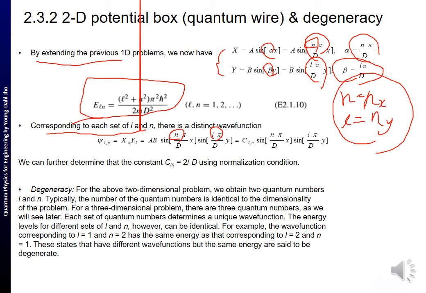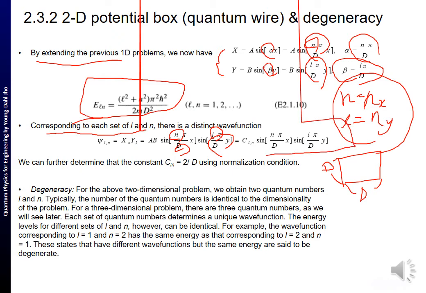Well, the scale along the x-axis and y-axis, let's set to be the same. I mean, along the x-axis and y-axis, they happen to be the same. Then we have this equation, and a certain normalization condition will decide this value, and this is the shape of the wave function variation. Then the energy is like this.